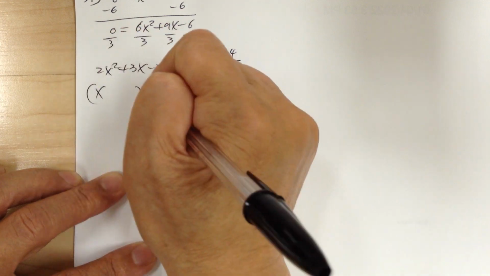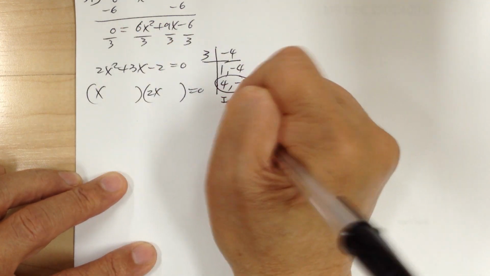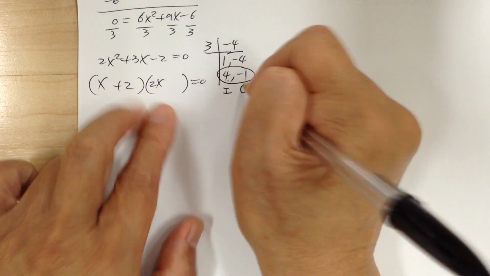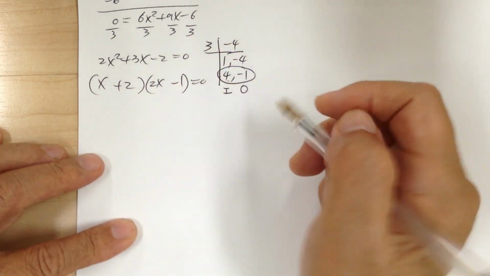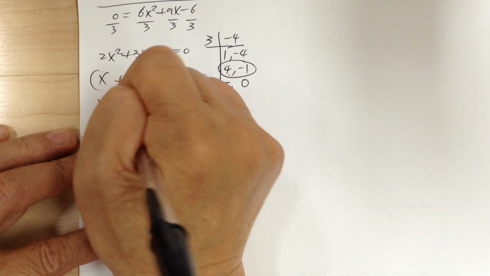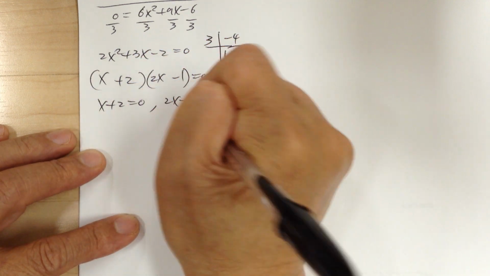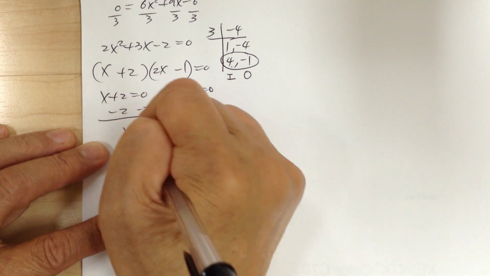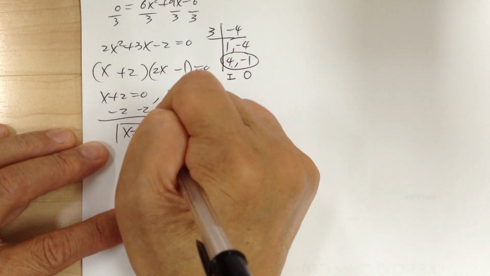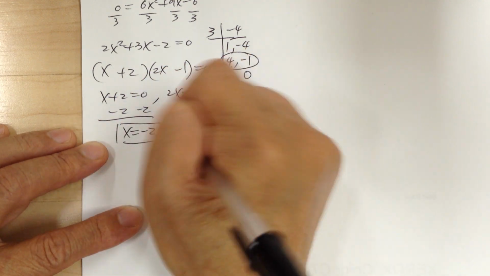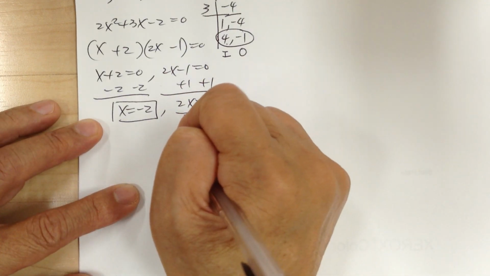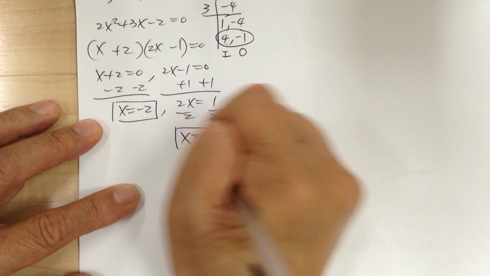So I get x and 2x. This would be the inside, so I need to get plus 2. That's 2 times 2 gives me 4. This is outside, so it would be minus 1. Set it equal to 0. So minus 2 on each side, so I get x equal to negative 2. This one plus 1 on each side, so I get 2x equal to 1. Divide by 2 on each side, so I get x equal to 1/2.